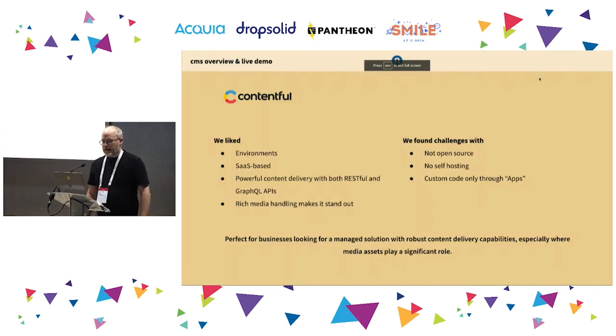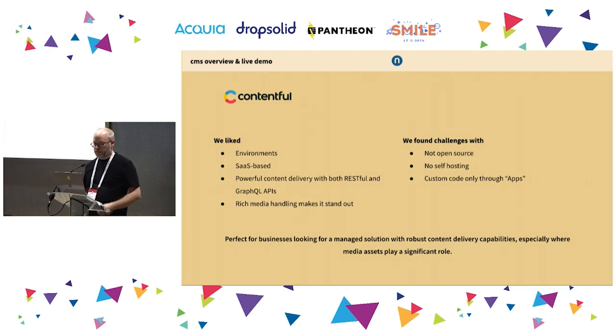What we liked about Contentful are these content environments. That's actually one of the core features. Staging content is one of the key features Contentful offers. It's SaaS-based, so it's very simple. You go on Contentful, log in with your Google credentials, start your space or environment, and then you can start building your content models and your front ends. The content delivery is very powerful, and they also offer a GraphQL API plugin, so you have options there. And the media handling is also very powerful and really makes it stand out.